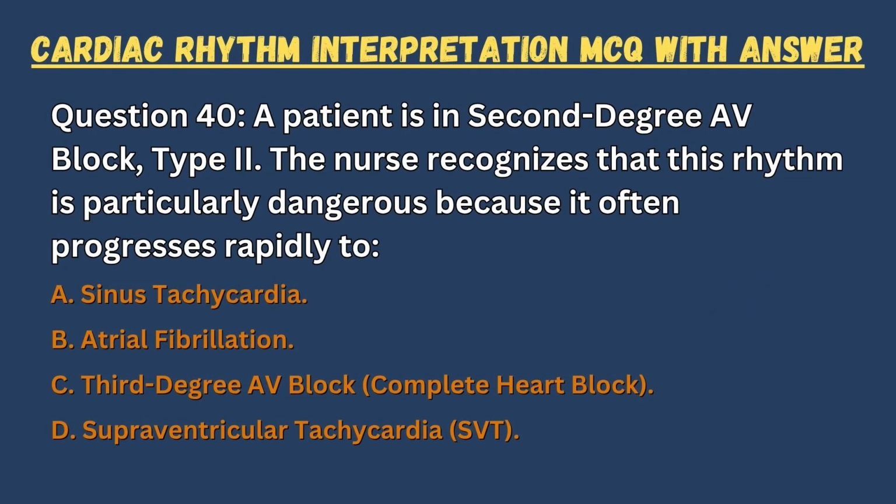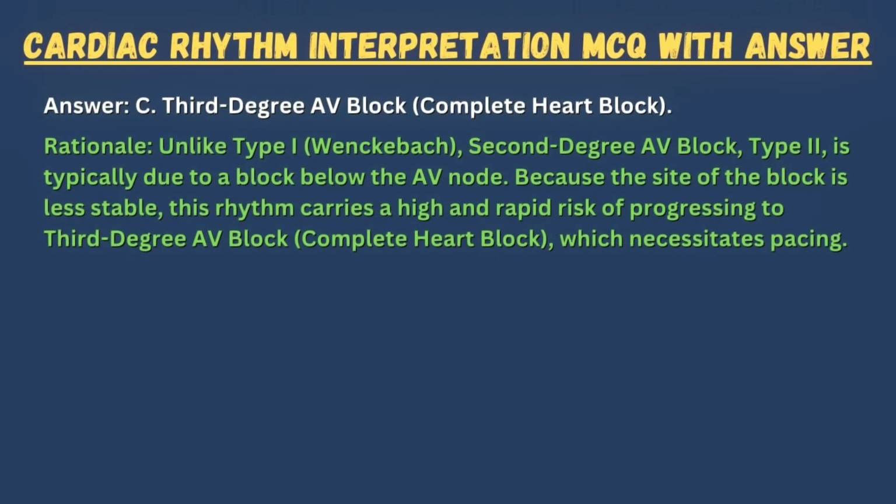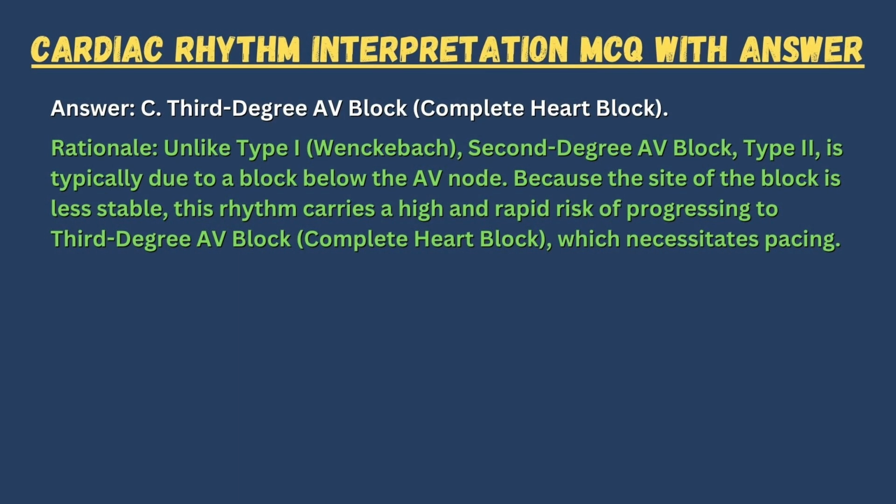Question 40. A patient is in second-degree AV block, type 2. The nurse recognizes that this rhythm is particularly dangerous because it often progresses rapidly to: A. Sinus tachycardia. B. Atrial fibrillation. C. Third-degree AV block, complete heart block. D. Supraventricular tachycardia, SVT. Answer: C. Third-degree AV block, complete heart block.